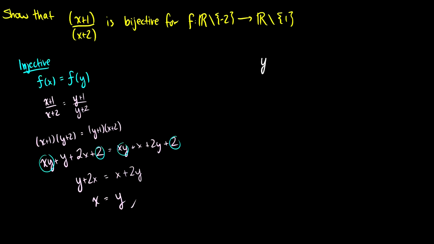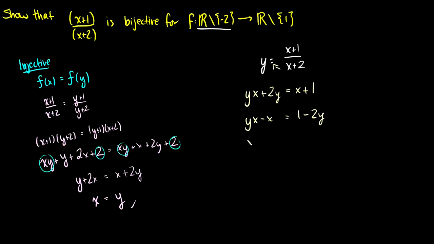Okay, now we have to show that it's surjective. So we're going to have y is equal to (x plus 1) over (x plus 2). We know that x cannot be negative 2 here. We're fine because we're looking in the domain without negative 2. Okay, let's multiply. So this is yx plus 2y is equal to x plus 1. Again, I just multiplied and distributed immediately. We're going to bring all the x's to the left. So we're going to have yx minus x is equal to 1 minus 2y.